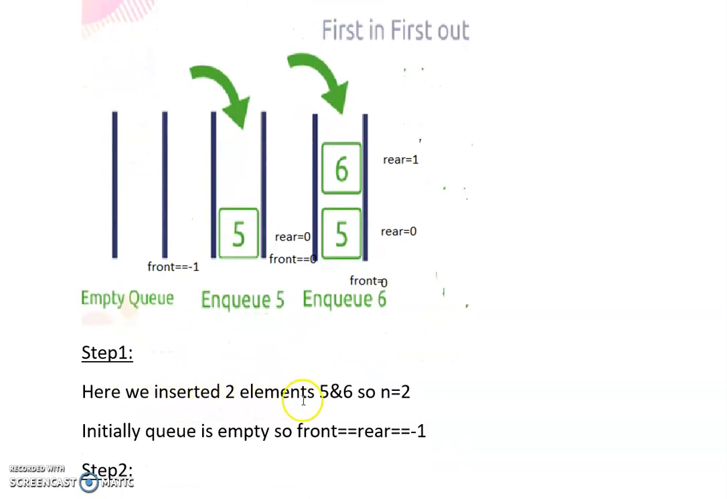Here we insert two elements, 5 and 6. Since we insert two elements, n equals 2. That means the size of the queue is 2. Initially the queue is empty, so front equals rear equals what? -1.